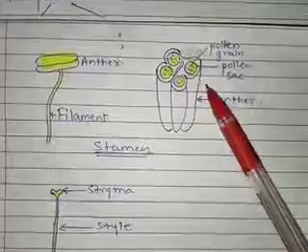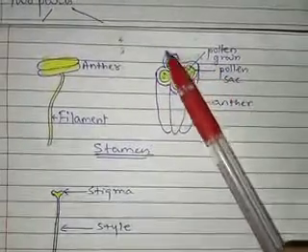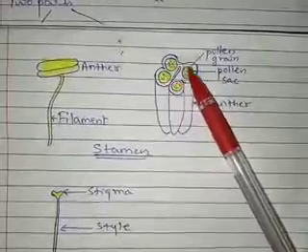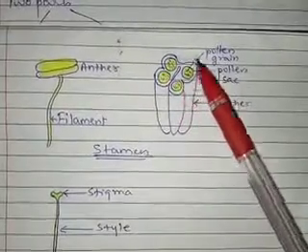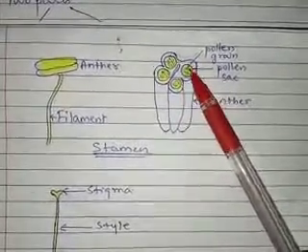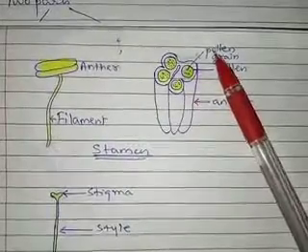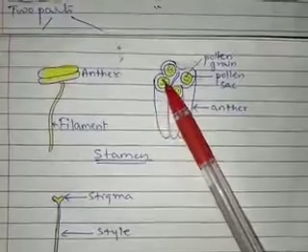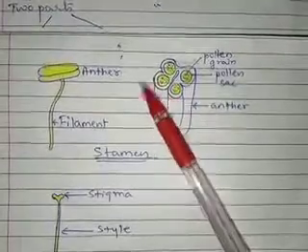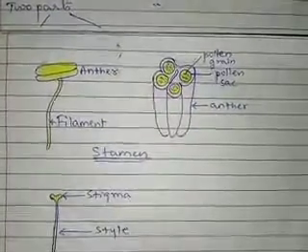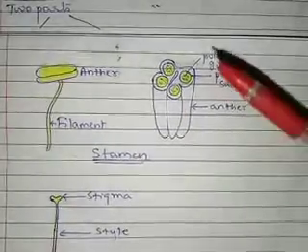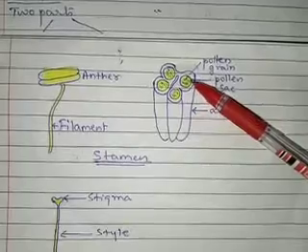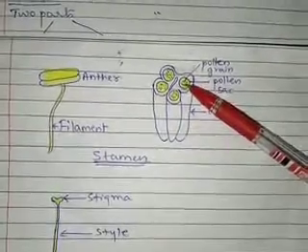Now this is the internal structure of the anther. The two lobes can be seen. Each lobe has a pollen sac. Within the pollen sac the pollen grains are produced. When the anther is fully mature, it will break open so that the pollen sac releases the pollen grains into the air. Pollen grains are important structures which are produced inside the pollen sac.